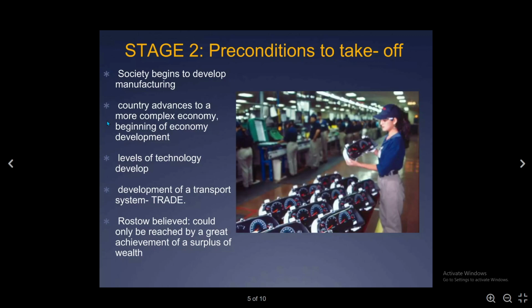The levels of technology develop, the development of a transport system, and then Rostow also believed that this could only be achieved by a great achievement of a surplus of wealth. So what we see in the world is a lot of first world nations, more economically developed countries, tend to send a lot of foreign aid and investment to our traditional societies in stage one to set up these preconditions to take off. What are those preconditions?